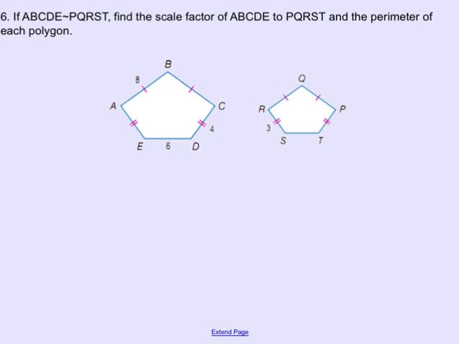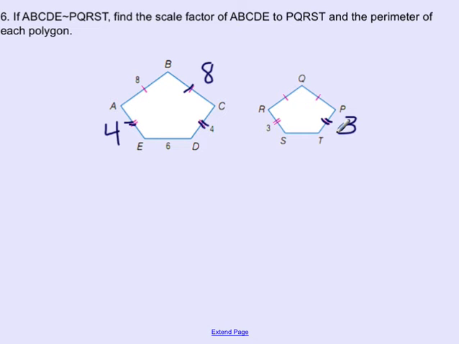Well, let's see. First of all, I see that this has 2 hashtags. So if this is 4, then this also has to be 4. And if this is 8, then this also has to be 8. If this guy here is 3, then this guy over here also has to be 3.